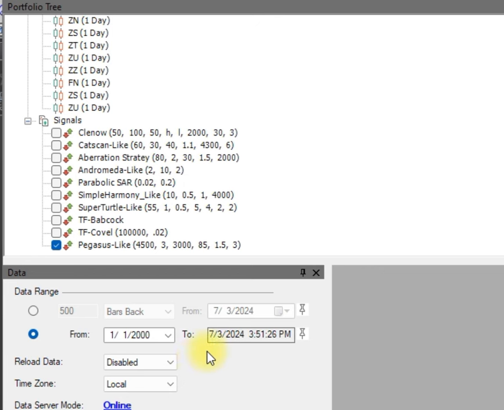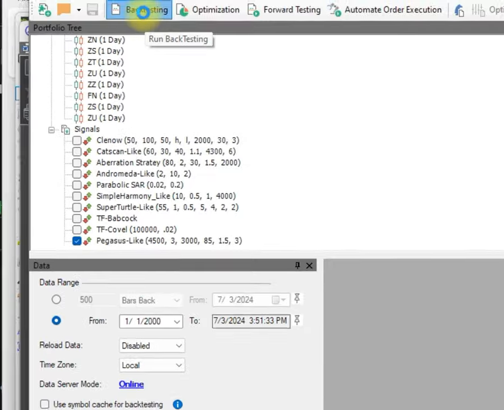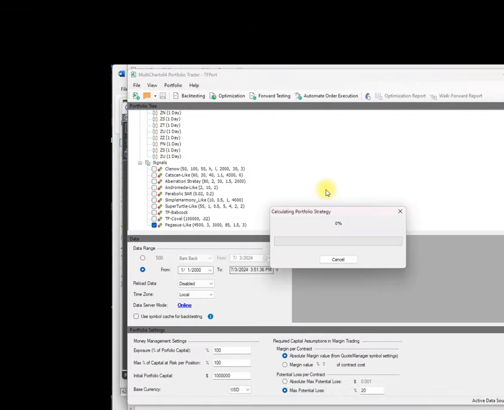I haven't updated my Pinnacle data on this computer as of late. So let's go ahead and run this. And this is a beautiful thing. We'll just want to do a backtest. Okay, mapping it. I'm going to run it.